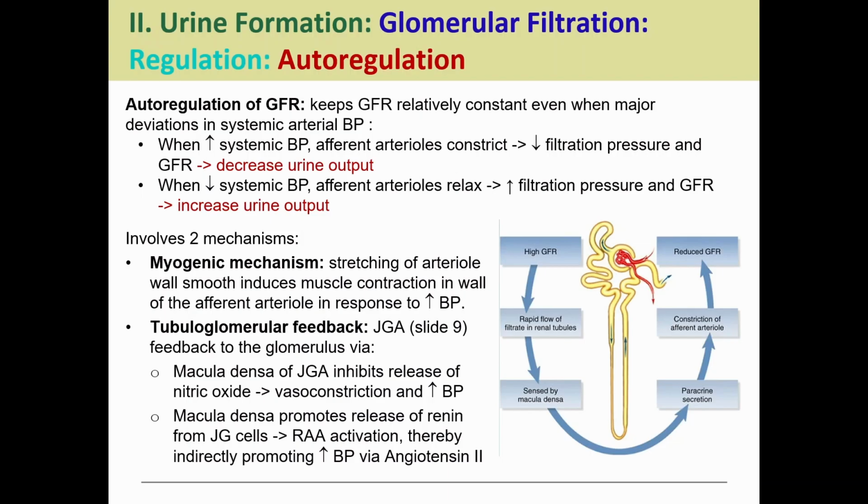clamp down, to contract. The tubuloglomerular feedback, this is where we get in that juxtaglomerular apparatus, right, where the macula densa is going to inhibit the release of nitric oxide, which is going to cause vasoconstriction and higher blood pressure. Or the macula densa releases renin because blood pressure is too low, right? Which then activates our RAA system, which will then promote increasing blood pressure.